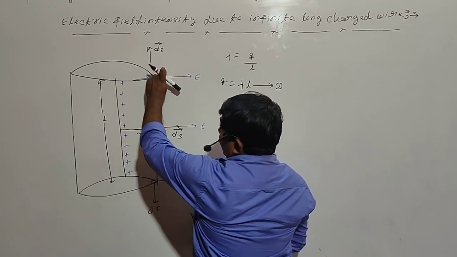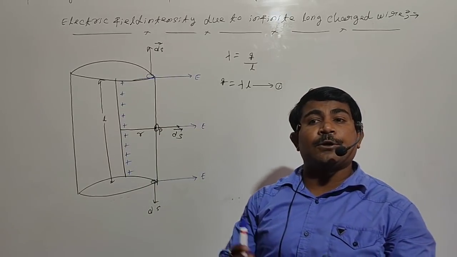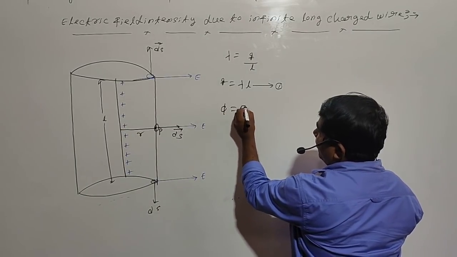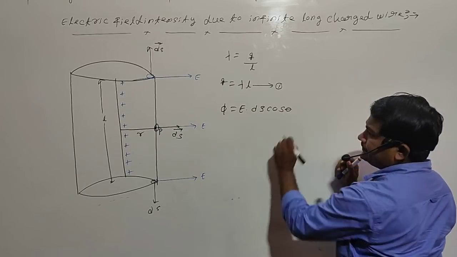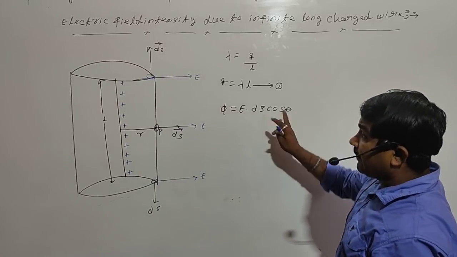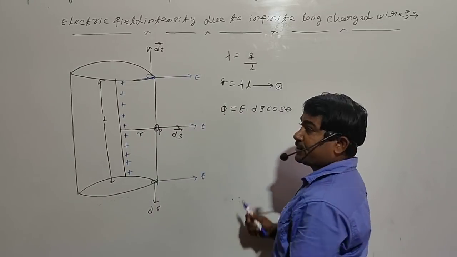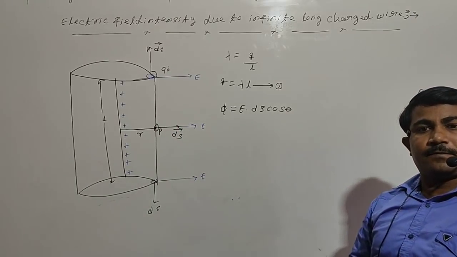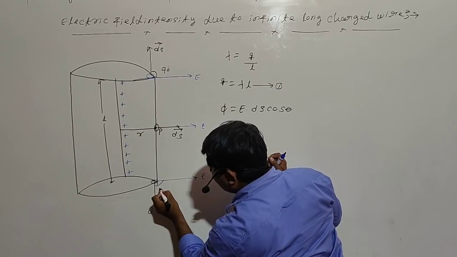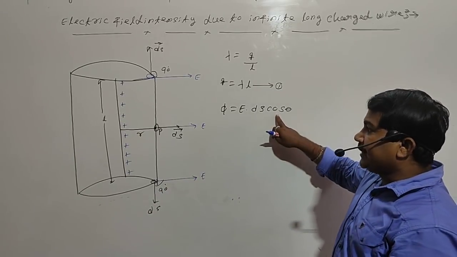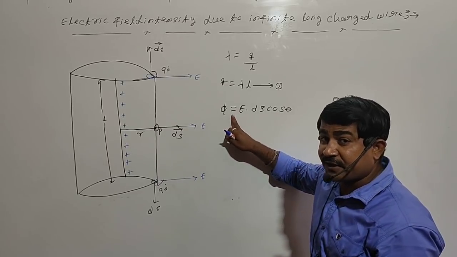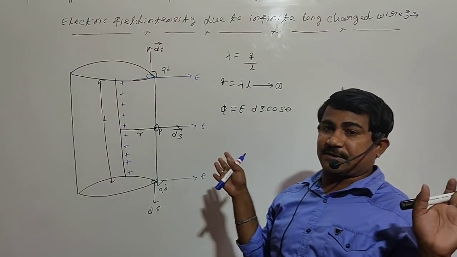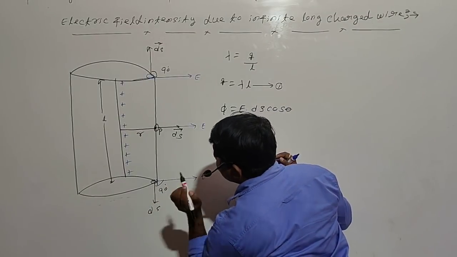But the upper face and lower face do not contribute any electric flux. You know the definition of electric flux: it is the scalar product of electric field and area vector, where theta is the angle between the area vector and the electric field intensity. For the upper face, the angle between E and dS is 90 degrees. For the lower face, again 90 degrees. What is cos 90? 0. So 0 into E into dS is 0, and the flux is 0. The upper and lower faces do not contribute any electric flux because the angle between E and dS is 90 degrees.